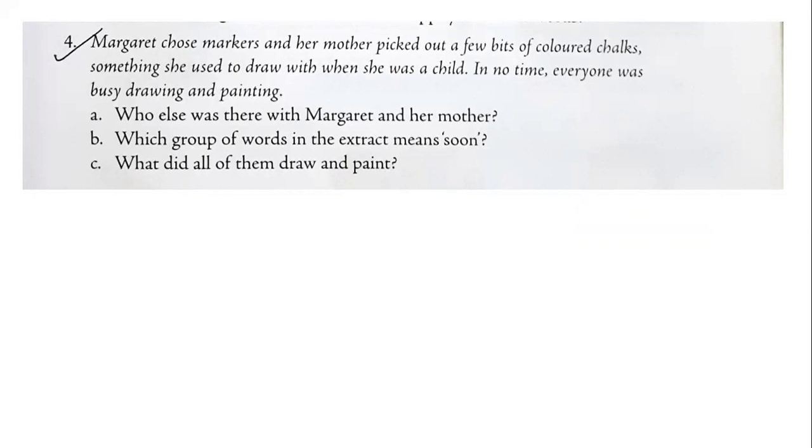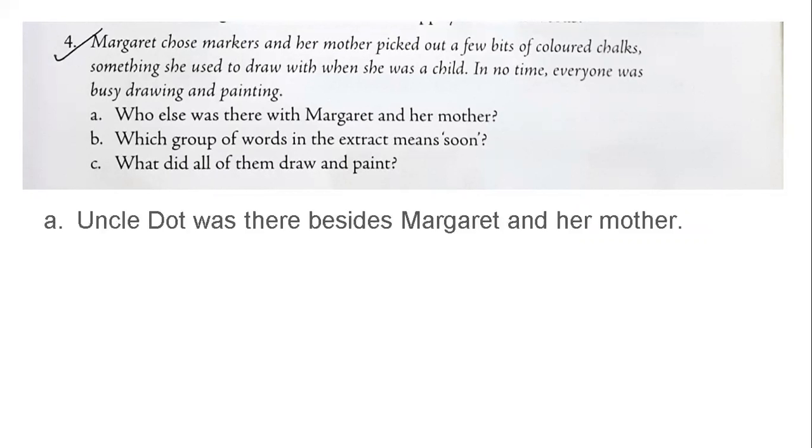Got it? Let's see if you got the answers right. Who else was there with Margaret and her mother? Uncle Dot was there besides Margaret and her mother. And Tippity Witchet, of course, was also there. Which group of words in the extract means soon? In no time means the same as soon.